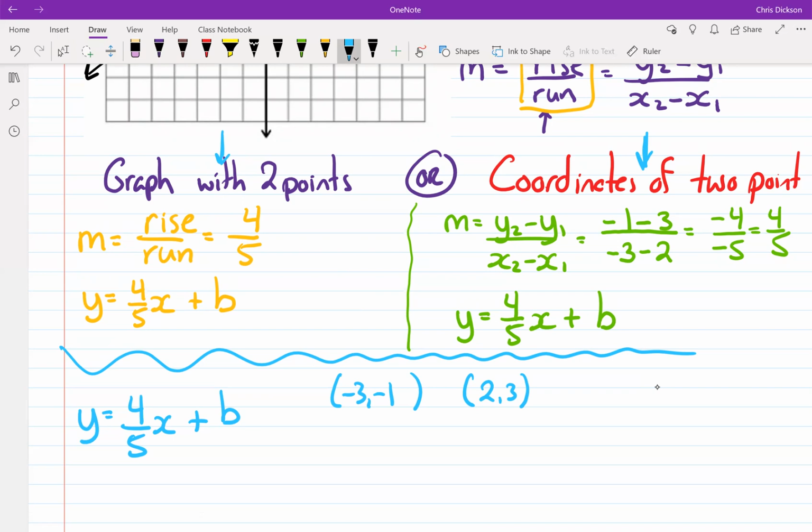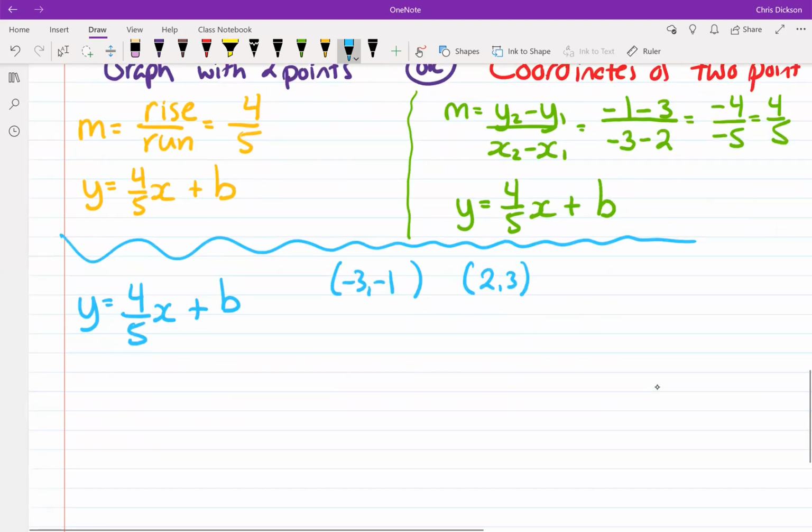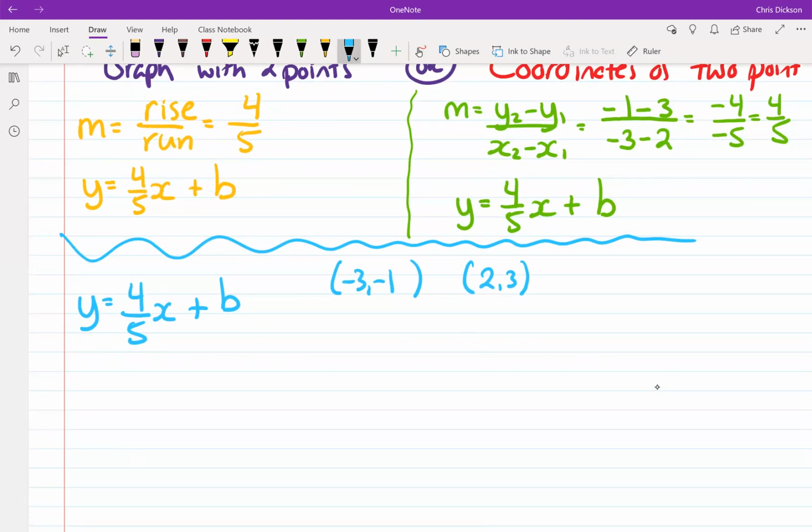But if I was in a rush, I might choose the positive values because it's always easier to work with positive numbers. But I'll show you that it doesn't really matter which one you pick here. Number 1 way of doing it would be to use the point 2, comma 3.